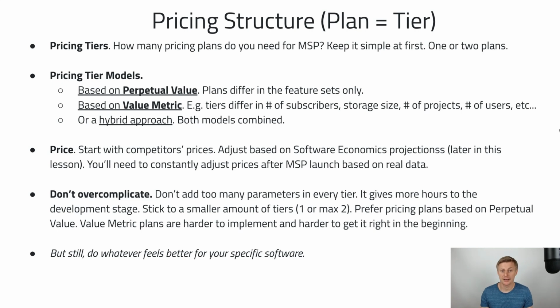After we research competitors and define our monetization model, the next step is to work on the pricing structure. Pricing structure consists usually of 3 key components: pricing tiers, pricing tier models, and price itself. Now, let's get over each of them one by one. Pricing tiers. Here we define how many pricing plans we want to provide. For the initial software version, I would recommend to start simple and if not completely necessary, just introduce 1 or maximum 2 plans. Okay? Next, pricing tier models.